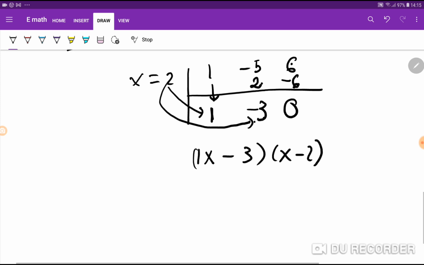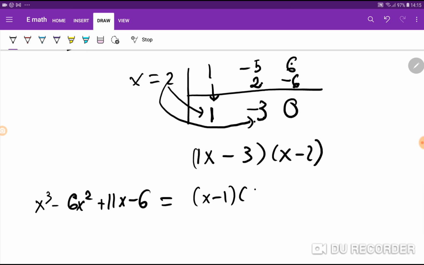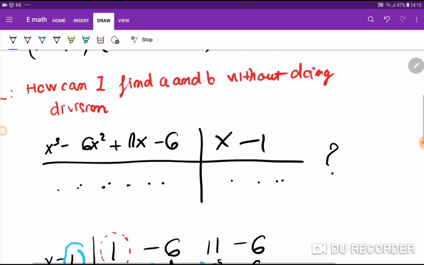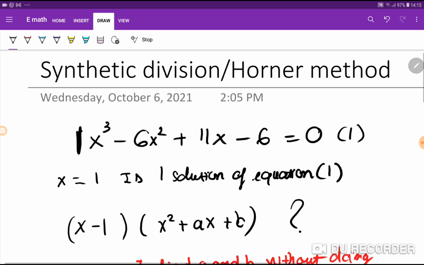In conclusion, our original equation, x cubed plus 6x squared plus 11x minus 6, will be factored into x minus 1, x minus 2, and x minus 3. Okay, that is my conclusion for you. That is how this works.